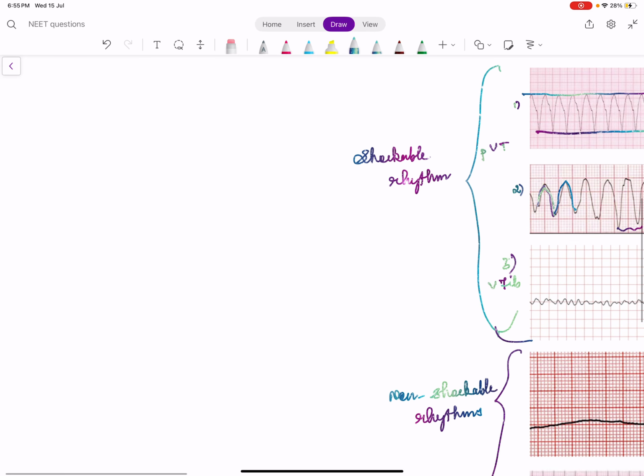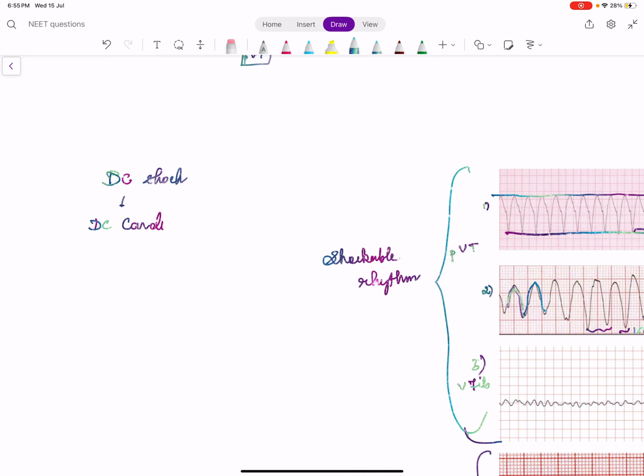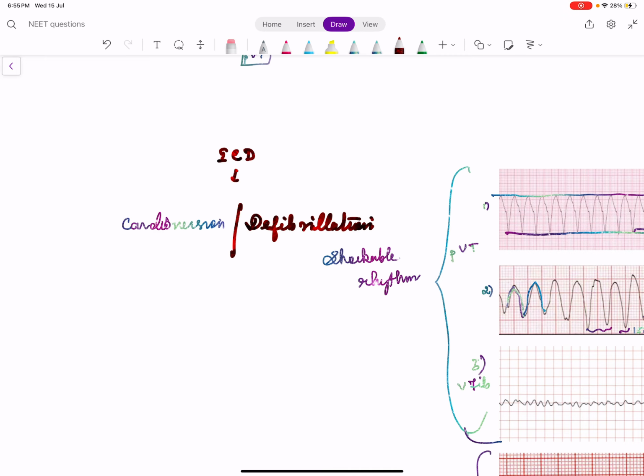Now, when knowing about the term shock, please remember, in your questions you may get confused between DC shock, that is DC cardioversion, or simply the term cardioversion, whereas another term is defibrillation. Cardioversion and defibrillation. There's a device, right? Implantable cardioverter defibrillator.